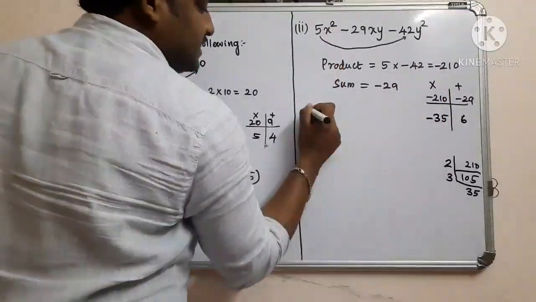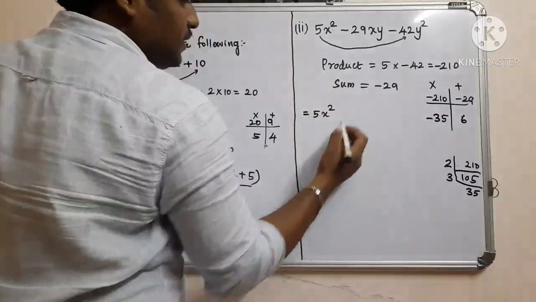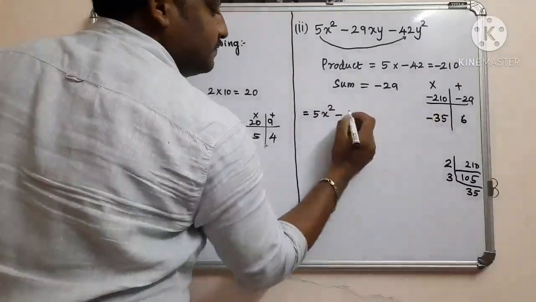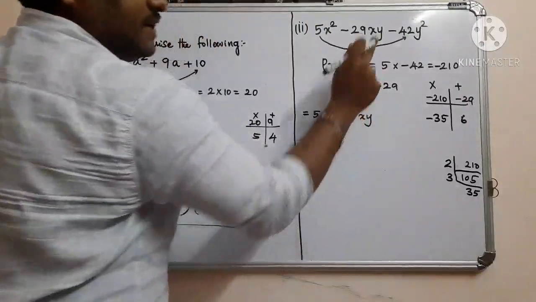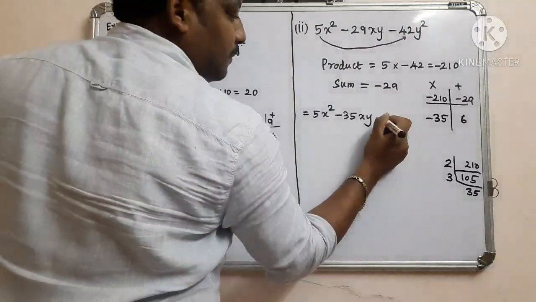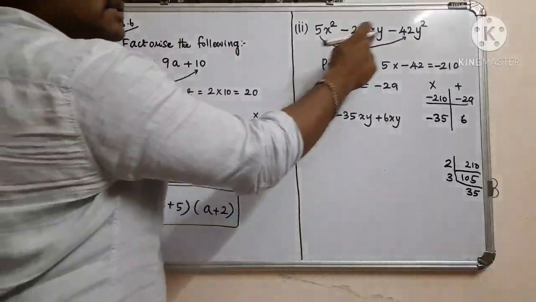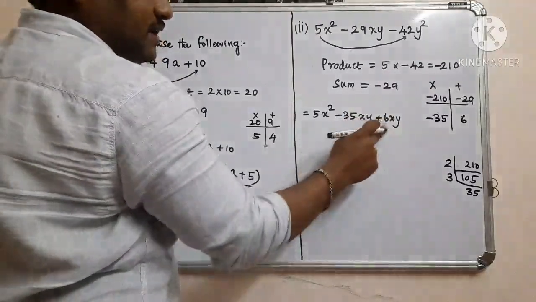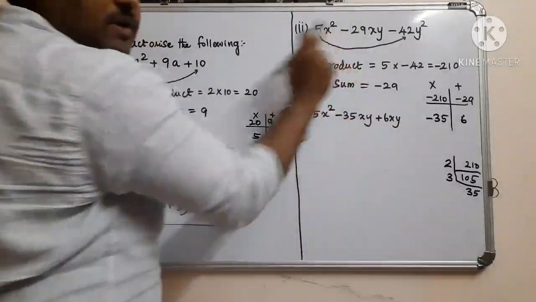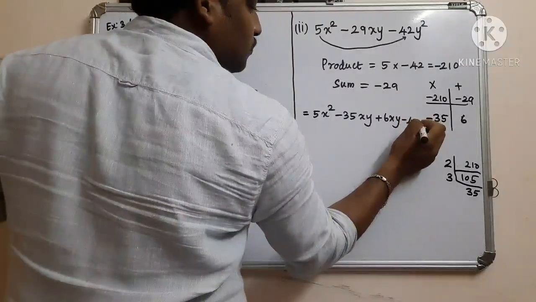Now we can write this polynomial as 5x square minus 35xy, because the xy term is there, plus 6xy. So we write minus 29xy as minus 35xy plus 6xy. Minus 35 plus 6 is equal to minus 29. Then minus 42y square.